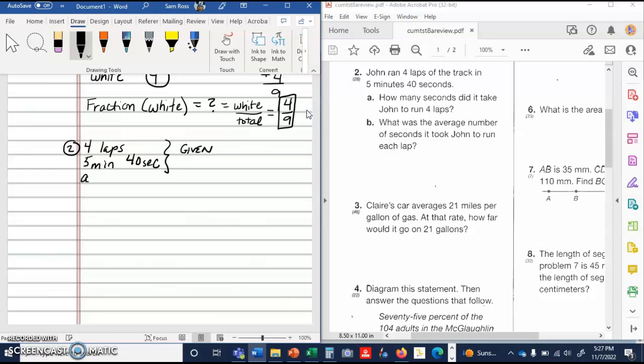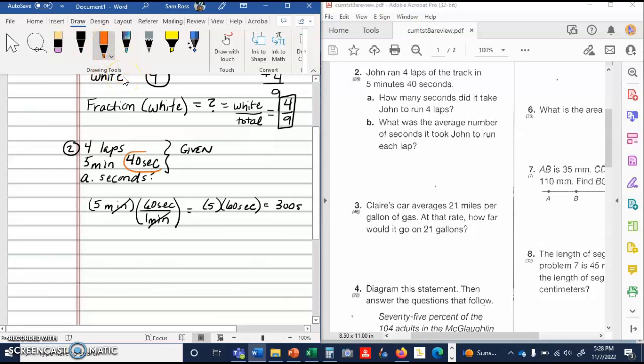Okay, so A says, how many seconds did it take him to run? So the first thing I have to do is convert 5 minutes to seconds. So I know 1 minute is equal to 60 seconds. So my minutes are going to cancel, and I have 5 times 60 seconds, which is 300 seconds. But I can't forget that we have this 40 seconds here. So I have to add the 40, and I end up with 340 seconds.